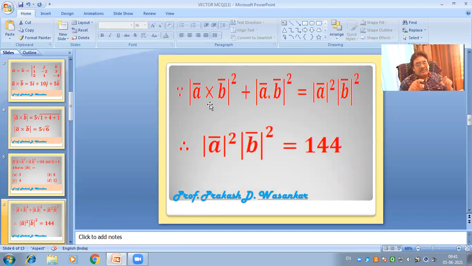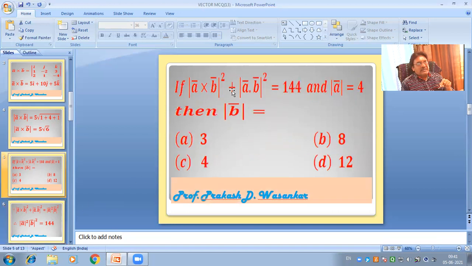That property is: magnitude of A bar cross B bar whole square plus magnitude of A bar dot B bar whole square is equal to magnitude of A bar square into magnitude of B bar square. We use this. Here it is given that the LHS is equal to 144. In the LHS we put 144, and in the RHS we put magnitude of A bar equals 4.